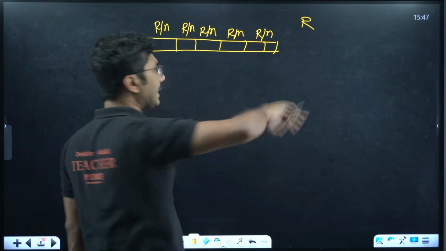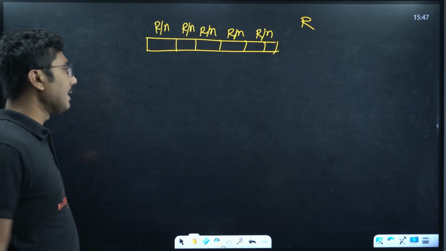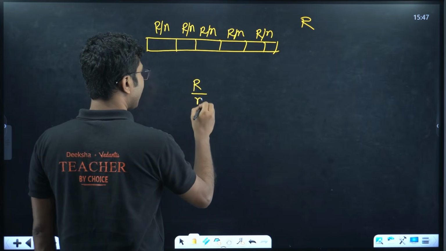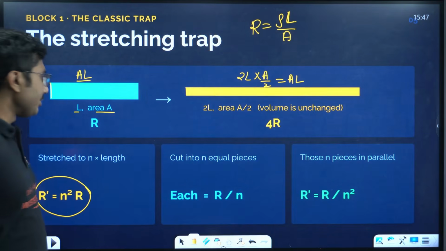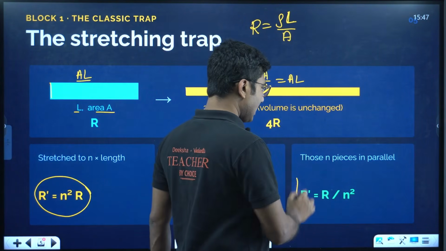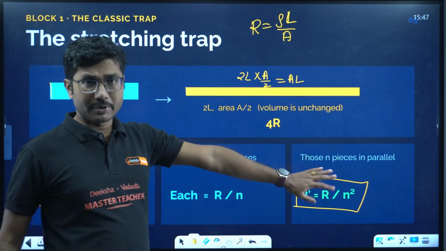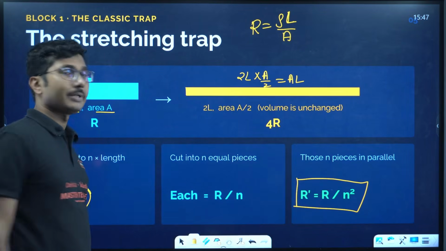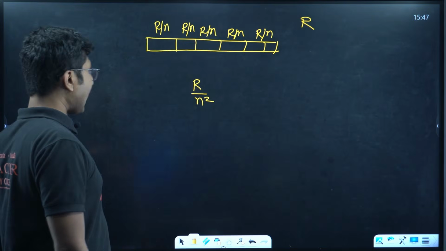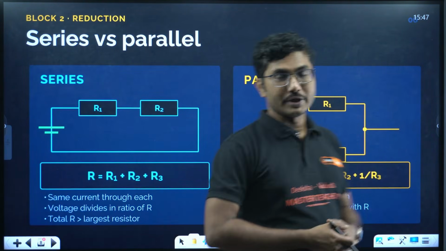Now when you connect them in parallel, I will show that in the parallel combination, the equivalent resistance will become R by n square. If you cut them into equal pieces and connect them in parallel, their equivalent resistance will be R by n square. We will see how it comes when we study the parallel combination, but that is also a very good shortcut method. If you remember it, your life will be very simple, and you will say thank you, sir, later on in the exam hall.